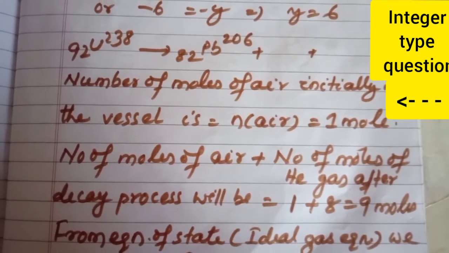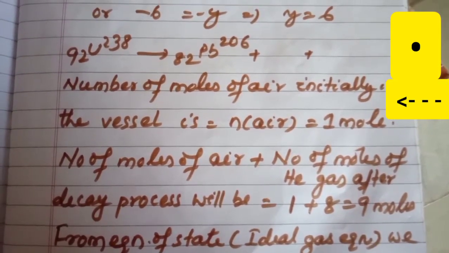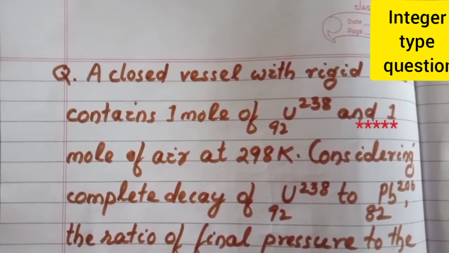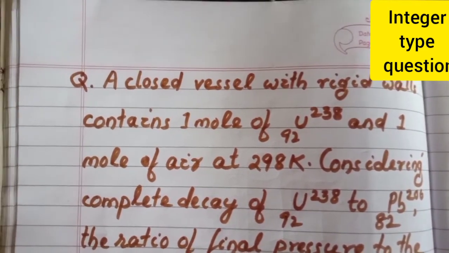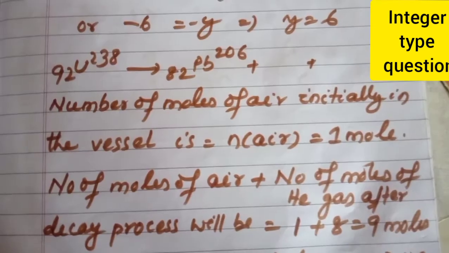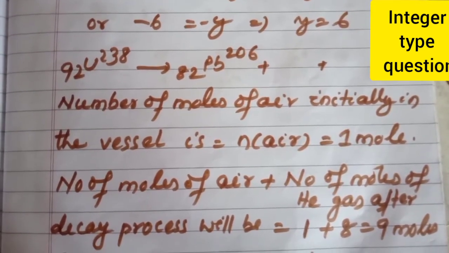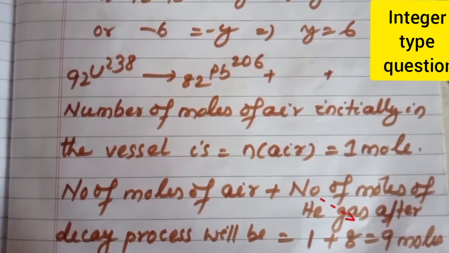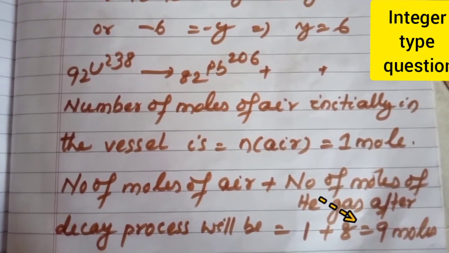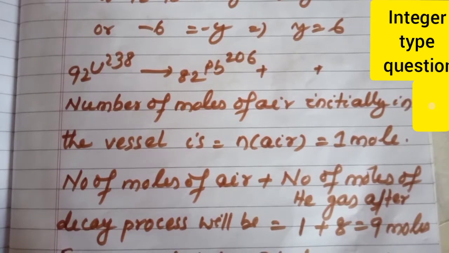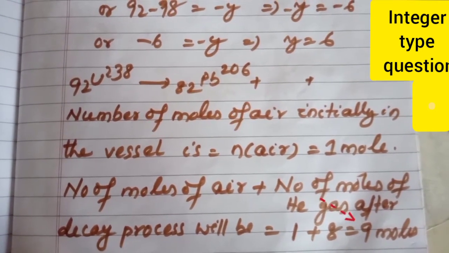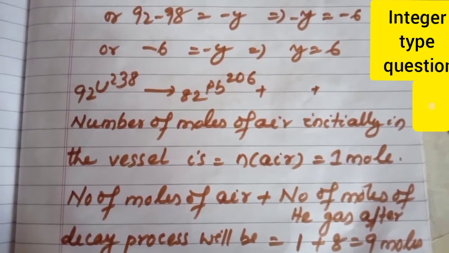Number of moles of air initially in the vessel is 1 mole. That is given in the question. After the decay process, the number of moles of air and the number of moles of helium gas will be 9 moles. 1 mole initially is there and 8 moles of helium are found after complete decay. So 9 moles of gas particles are there after complete decay.